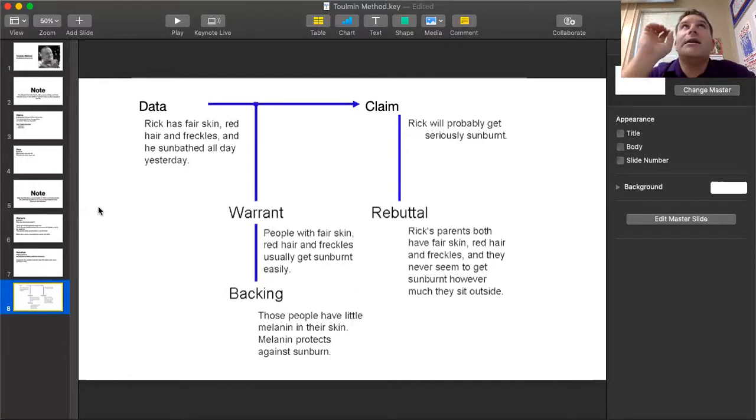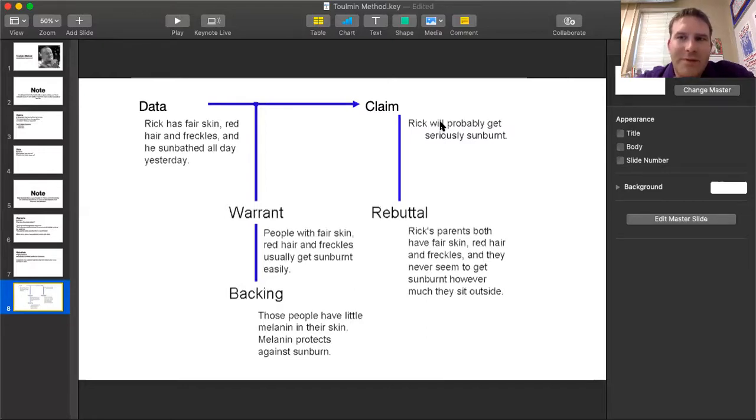So let's say we are doing observe, find patterns, draw conclusions. So our observations were, there's this guy named Rick. He has pale, fair skin, red hair, freckles, and he's sunbathed all day. So that's all the observations that we have. Our brain already found a pattern and jumped to the conclusion, he's probably going to get sunburned. So that's the conclusion. That's the claim. So if you were to answer this, most of the time y'all would write, Rick will probably get a sunburn because of fair skin, red hair, and freckles, and he sunbathed all day.